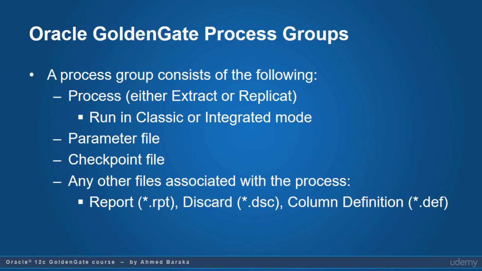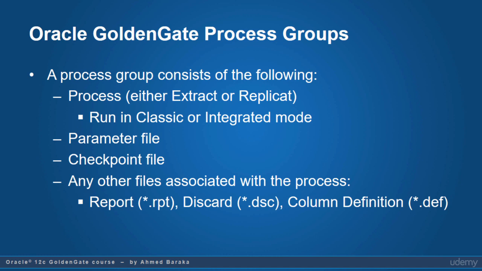When you configure the GoldenGate processes, you define them in a process group. A process group consists of a process, either an extract or replicate, its parameter file, its checkpoint file, and any other files associated with the process, such as report, discard, and column definitions ASCII files.